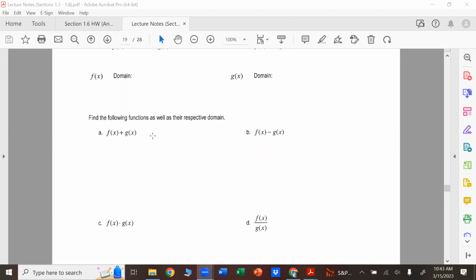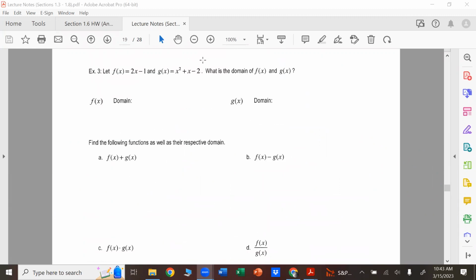So let me zoom out. I could leave it like that. That's fine. So if you multiply the two, you're doing 2x minus 1 times x squared plus x minus 2. You could FOIL it or expand it. I know you guys can do that. I'm not going to waste your time with that. But the domain is going to be all real again.